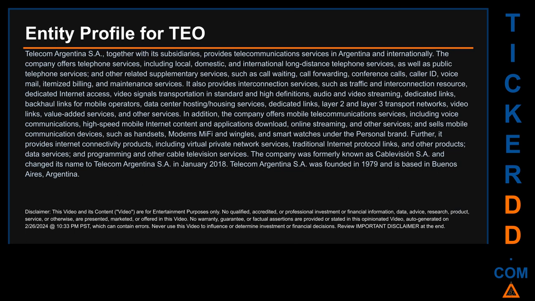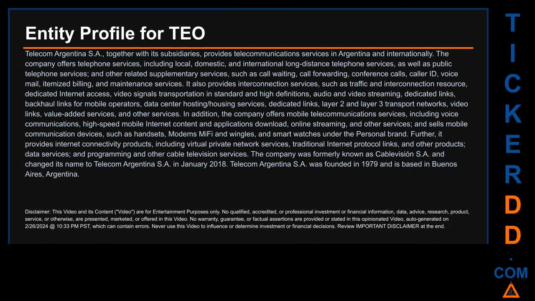I searched the public web to find information about the company that is behind this ticker. Here is what I found. Telecom Argentina SA, together with its subsidiaries, provides telecommunication services in Argentina and internationally. The company offers telephone services, including local, domestic, and international long-distance telephone services, as well as public telephone services, and other related supplementary services, such as call waiting, call forwarding, conference calls, caller ID, voicemail, itemized billing, and maintenance services.